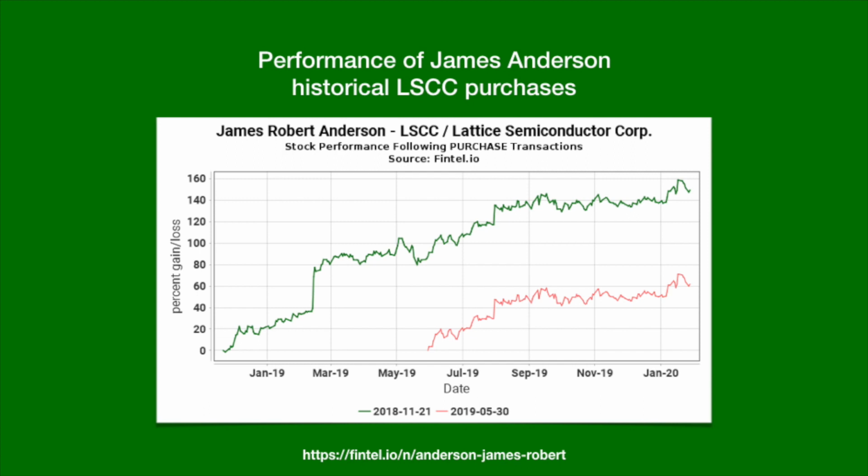You can see a second trade was made on 5/30/2019. This is the red line, and the share price went up 60% in the time subsequent to that trade. So I'm hoping you're getting the idea here. The idea is that you can simply plot the post-trade performance of insiders and try to get a sense about whether or not they're doing well or they're doing poorly.